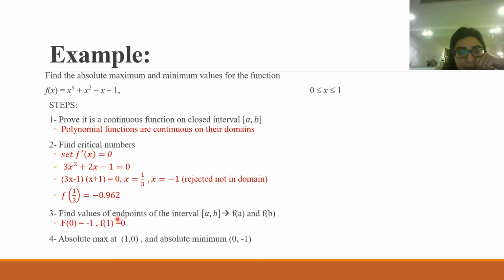What is the largest value of these? 0. So the absolute maximum happens at (1, 0). What is the least value? -1. So the absolute minimum will be (0, -1).